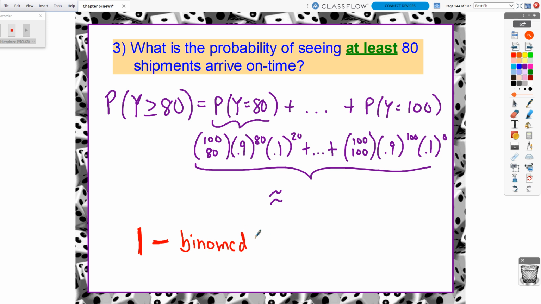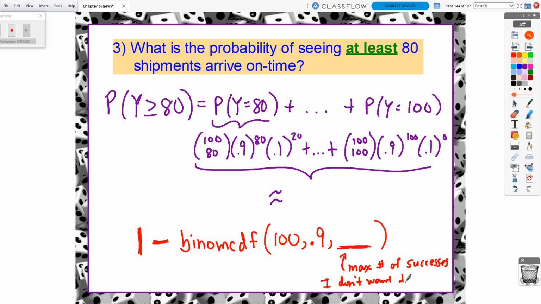binomcdf, and I still want my 100 trials, my 0.9 probability of success, but now, what is the maximum number of successes I don't want to see? And I only get to say that I don't want to see it because I'm using the complement rule here. So I want to go from 80 up to 100. So really, what is that next trial down below 80? Because that would represent the max I don't want. And that would be where x was 79.